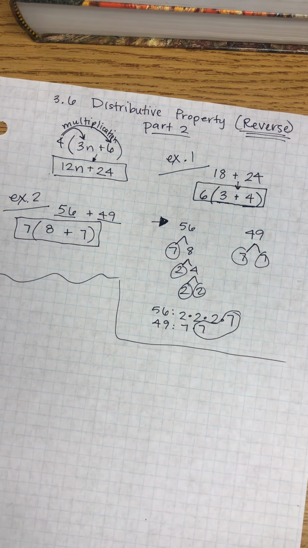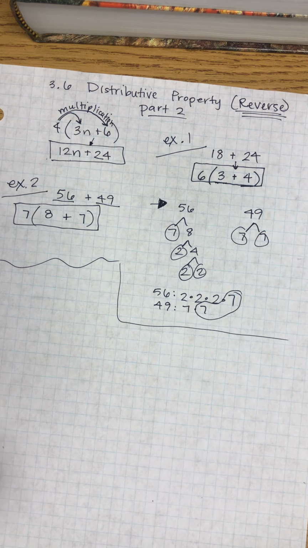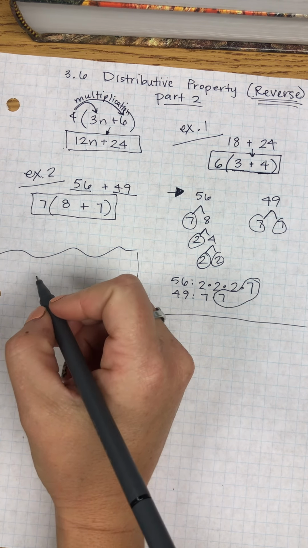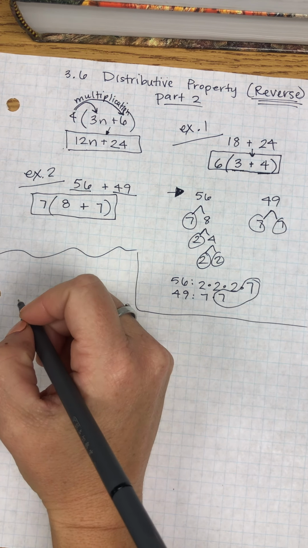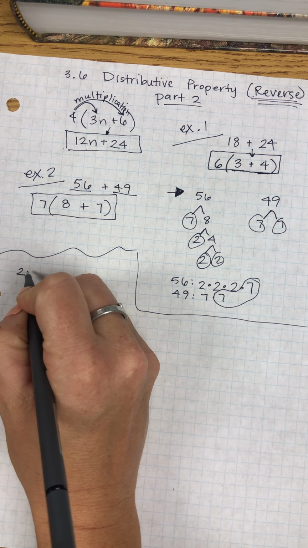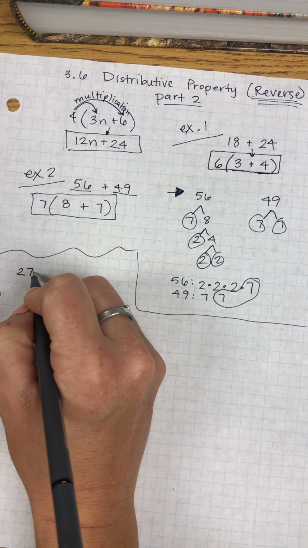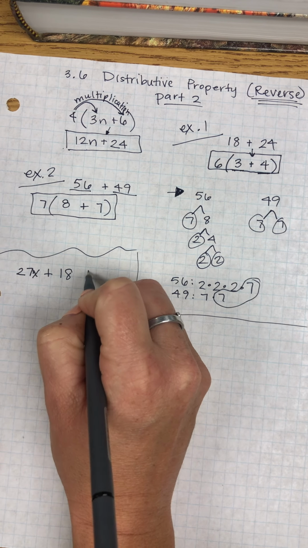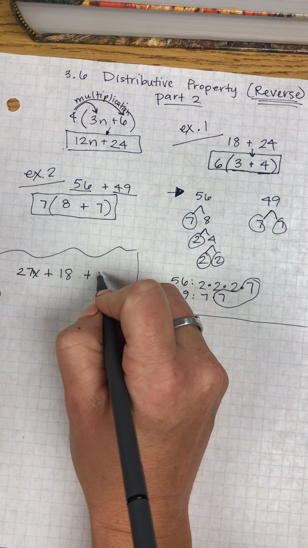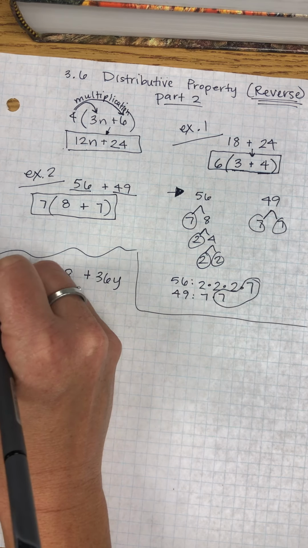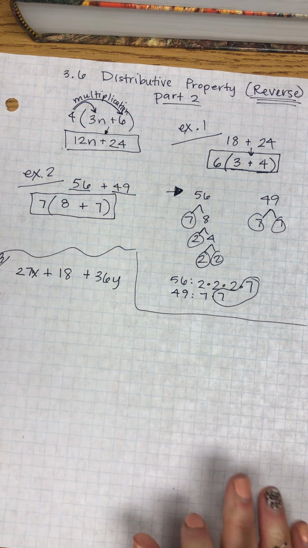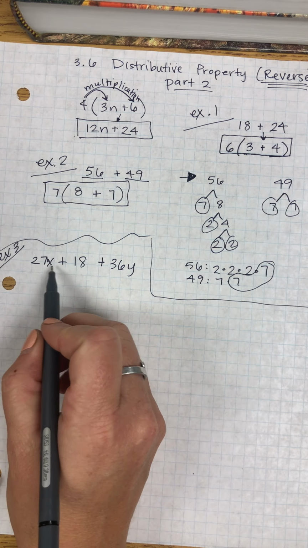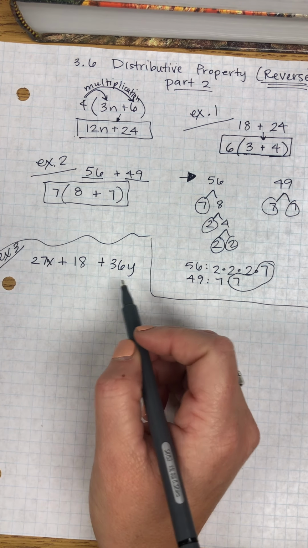Yes. Let's add some letters. Let's add some algebra. Okay, and we'll go 3 terms. Here we go. 27x plus 18 plus 36y. Example 3. Okay? 27x plus 18 plus 36y.